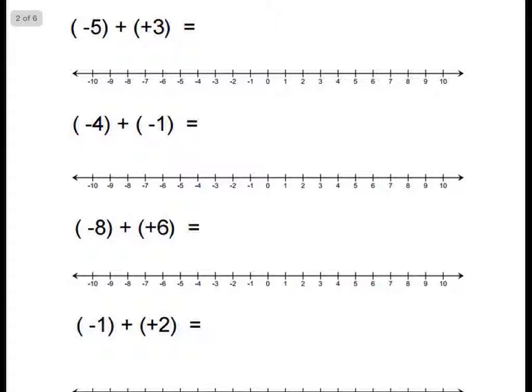If you can do the rest of these problems on your own, continue them on your own. If not, stay tuned. We're going to start with the very first number. In this case, it's -5. So look for -5 on the number line and put a point there.